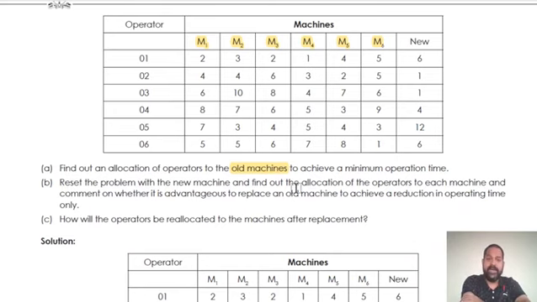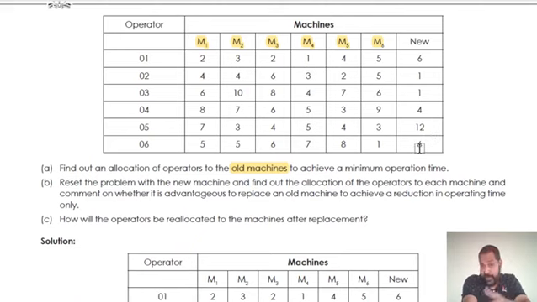Question number 2. Reset the problem with a new machine and find out the allocation of the operators to each machine and comment on whether it is advantageous to replace an old machine to achieve the reduction in the operation time only. Wow. So this is an intelligent question. They are saying to include the new machine and find out whether including the new machine is a good idea or not. Because see, what you are doing is you are removing an old machine and putting in the new machine. So you need to first check if the new machine is good enough. Because if you notice, the new machine is taking different times on different machines.